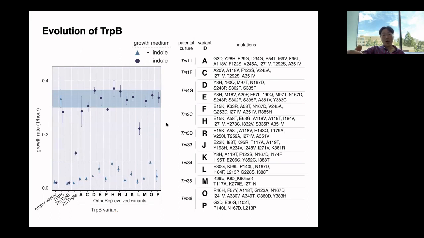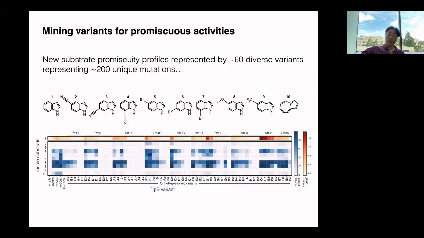So this is just a check that our variants are doing what we think they do. Indeed, if you take our variants and put them into fresh cells without TRP5, they only support growth of the cell if you add the indole. So they're presumably coupling indole to serine to make tryptophan. Now, when we have these variants, here comes the interesting part. We then profiled their ability to catalyze new reactions.